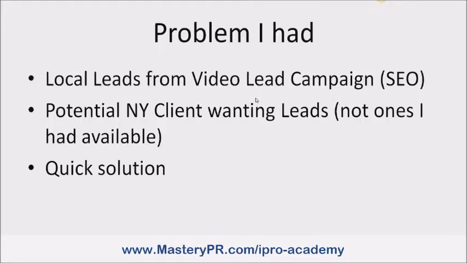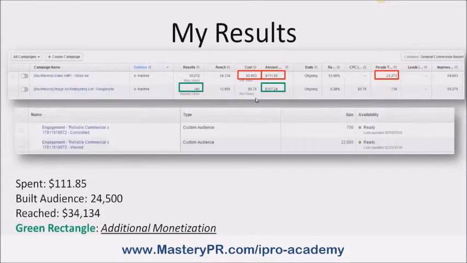Let me try, since I'm going through iPro Academy, I need a quick solution. Let me try Facebook ads. I've seen results with them before, so let me give it a try. And here are my results. As you can see here, we look at the first one, we've got 35,000 views. The reach was 34,000 people. What that means is just some people watched it a few extra times. Less than a penny. You see that, 0.003. It cost me less than a penny to get in front of them, and I paid $111.85.